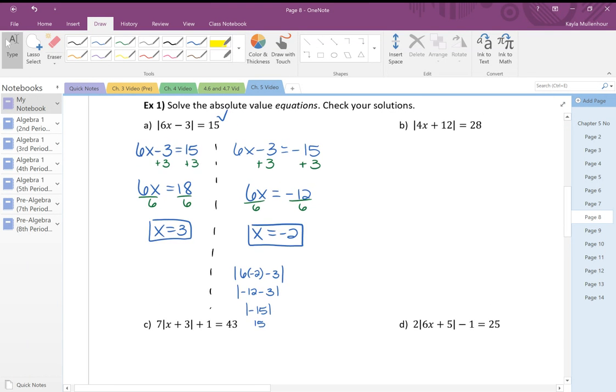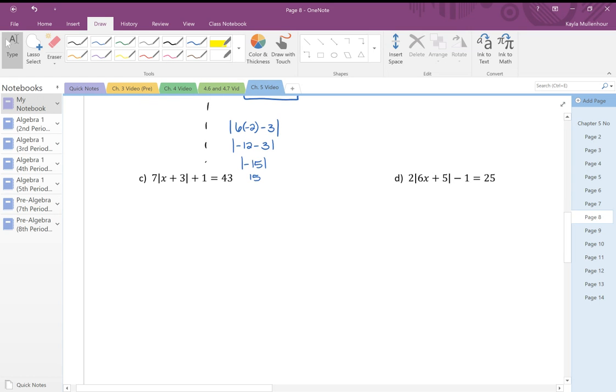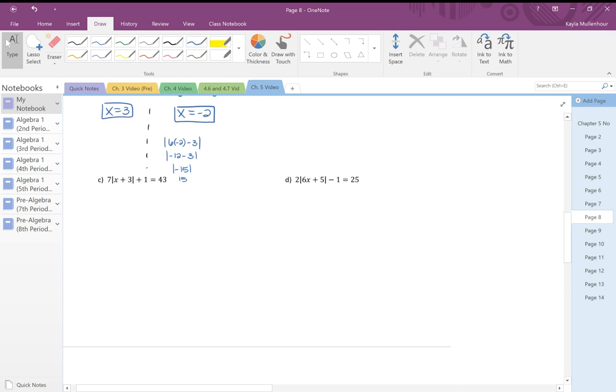You can do B on your own. And if we take a look at C, one of the things that you need to do for absolute value equations, listen carefully, is isolate the brackets.